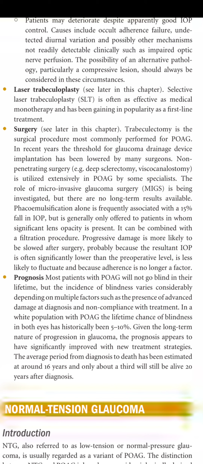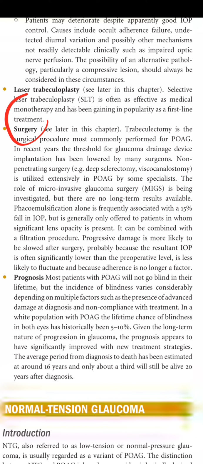Phacoemulsification alone is frequently associated with a 15% fall in IOP, but is generally offered to patients in whom significant lens opacity is present. It can be combined with a filtration procedure. Progressive damage is more likely to be slowed after surgery, probably because the IOP is often significantly lower than the preoperative level and is less likely to fluctuate, because adherence is no longer a factor.